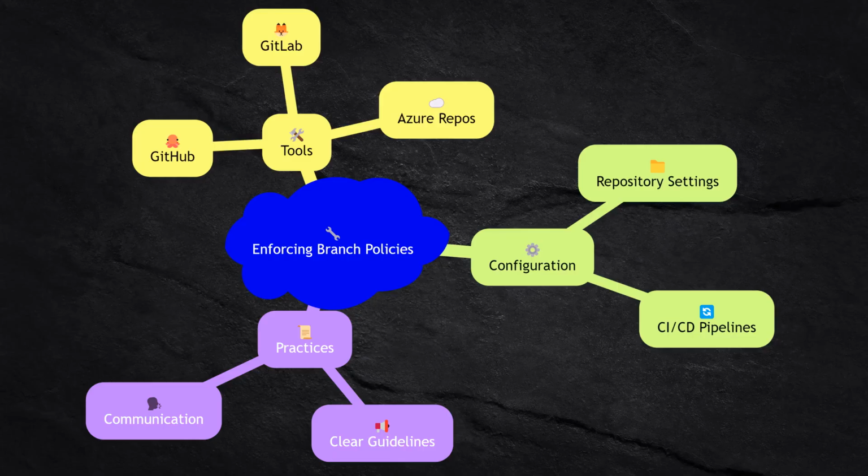Enforcing branch policies requires a combination of tools and practices. Most version control systems, such as GitHub, GitLab, and Azure Repos, provide built-in support for branch policies. Teams can configure these settings in the repository settings and use CI/CD pipelines to enforce them. Additionally, teams should establish clear guidelines and communicate the importance of branch policies to all team members.